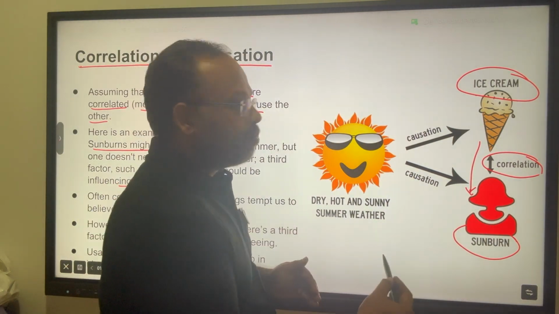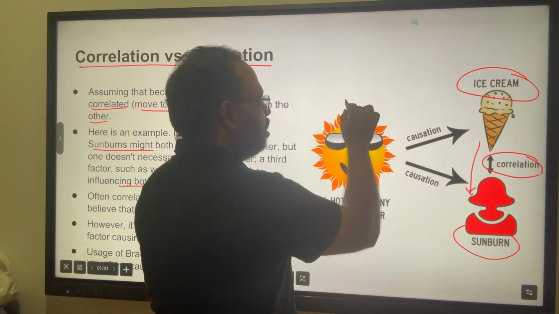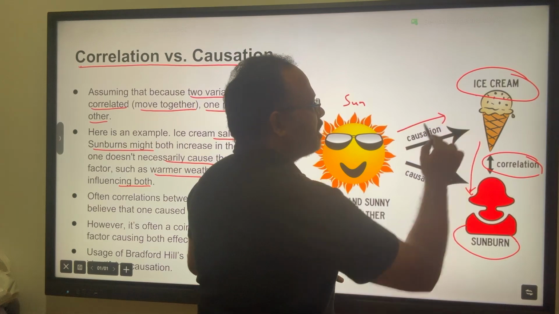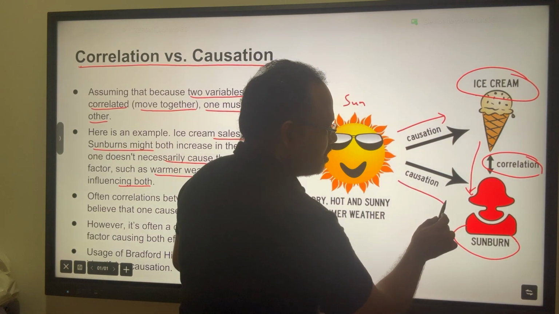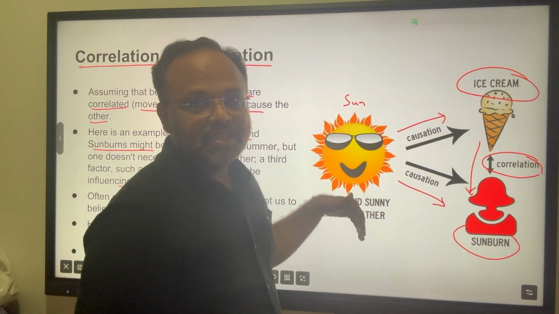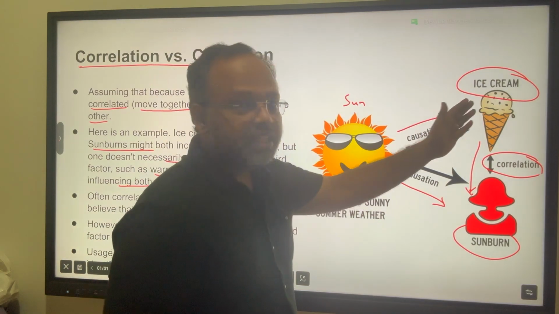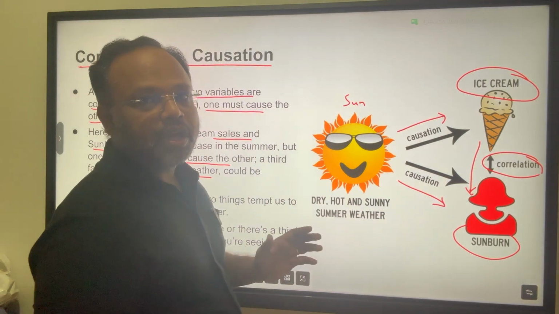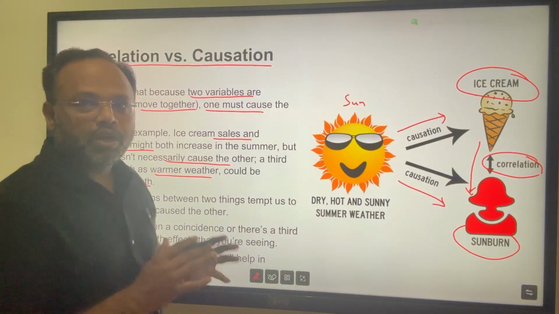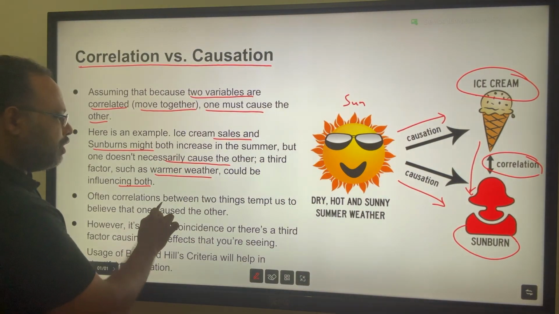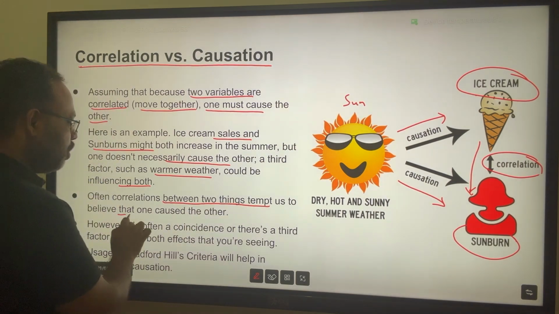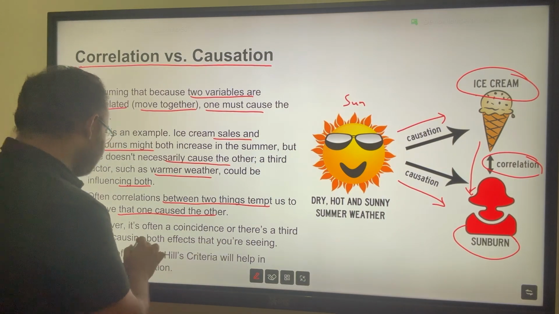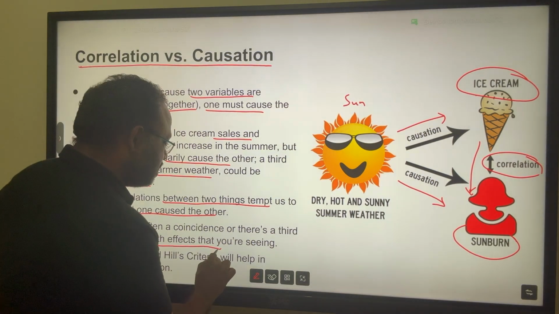Actually, these two variables are connected to a common variable, the sun, that causes the dry weather. So people eat more ice creams and the same factor causes more sunburns. So there is a third factor which might be a cause, and these both are associated or correlated factors. So people often confuse causation and correlation. Often correlations between two things tempt us to believe that one caused the other. However, it is often a coincidence or there is a third factor causing both effects that you are seeing.